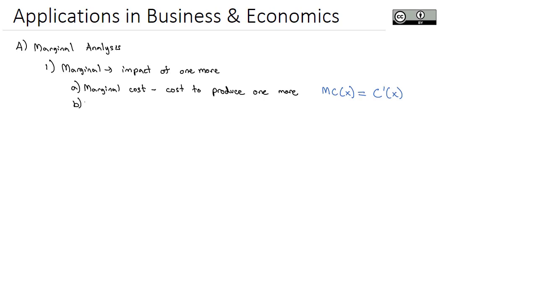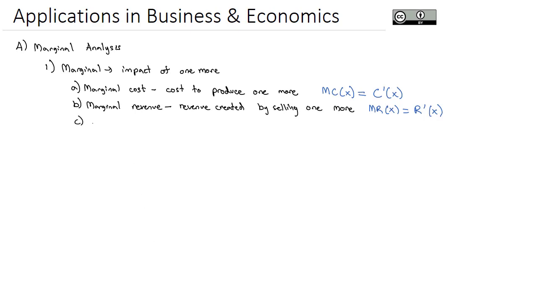Another place you'll see marginal is with marginal revenue. And that is the revenue created by selling one more. And you'll see MR of x for marginal revenue. That's just the revenue's derivative, or how fast the revenue is changing at that point.